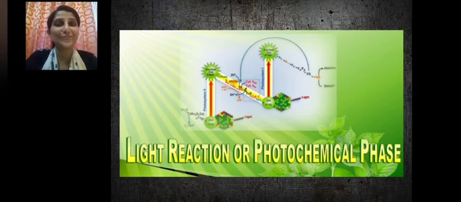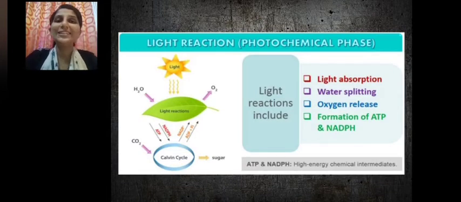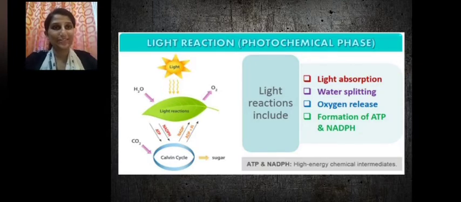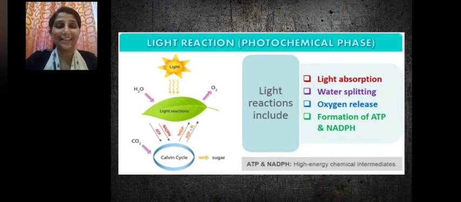We know photo stands for photon or light. So the chemical reaction which takes place in the presence of light is called the light reaction, or the photochemical reaction. What are the different events which take place during the photochemical reaction? They are the absorption of light. Second is the splitting up of water molecules. Third is the release of oxygen. And fourth is the formation of ATP and NADPH.